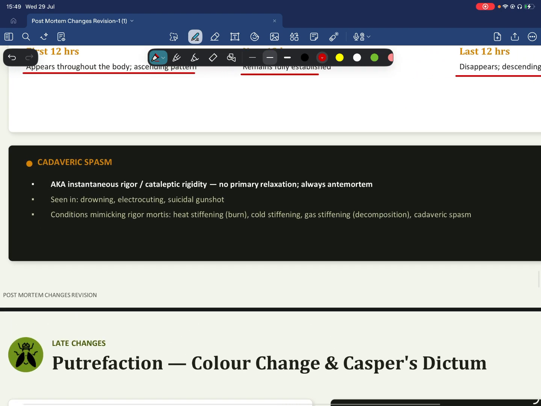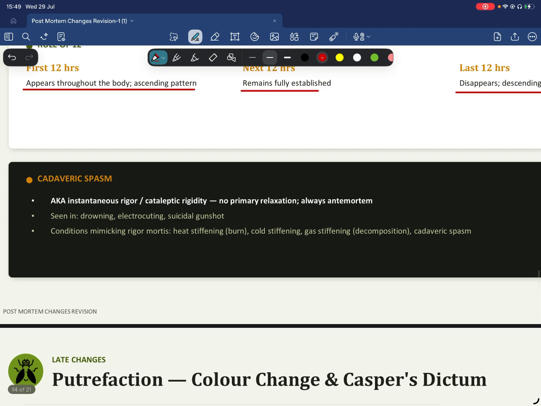Cadaveric spasm, which is not to be confused with rigor mortis, is instantaneous rigor at the time of death, seen in drowning, electrocution, or suicidal gunshot. It mimics rigor mortis, heat stiffening, cold stiffening, or gas stiffening.